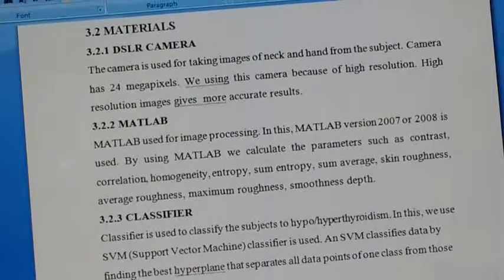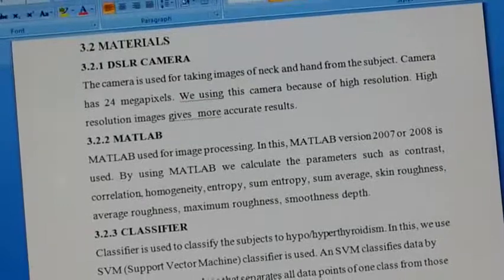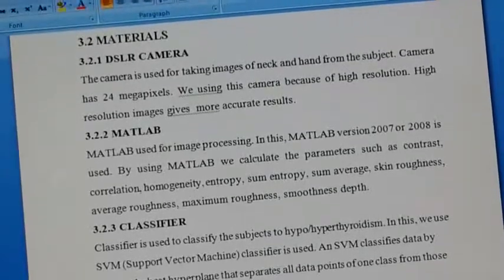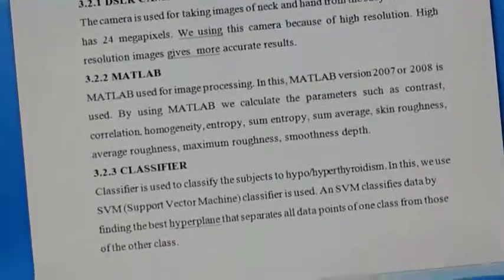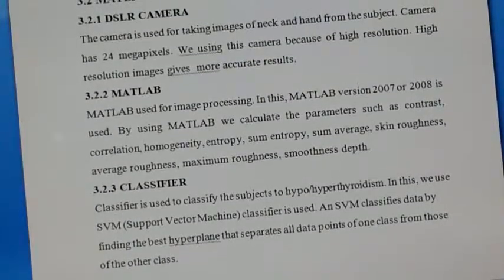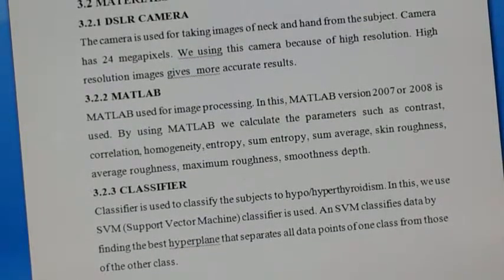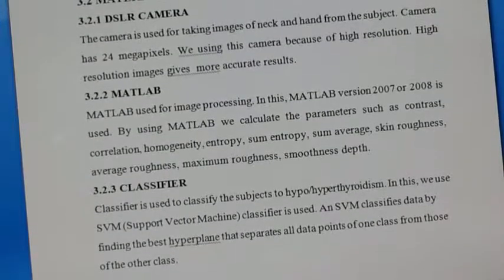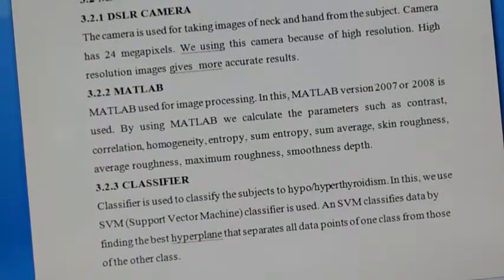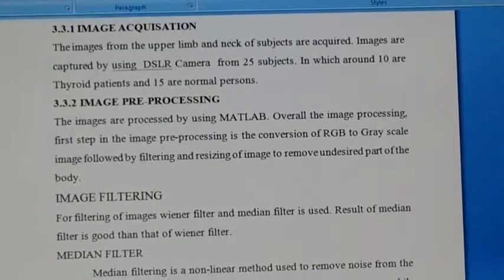MATLAB is used for image processing. In this, MATLAB version 2007 or 8 is used. By using MATLAB, we calculate the parameters. Then the classifier. The classifier is used to classify the subjects into hypo and hyperthyroidism. In this we use the support vector machine, that is the SVM classifier. The SVM classifier classifies data by finding the best hyperplane that separates all data points of one class from those of other classes.